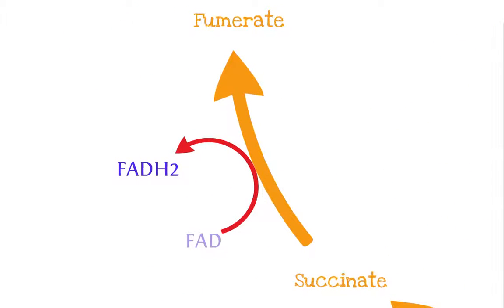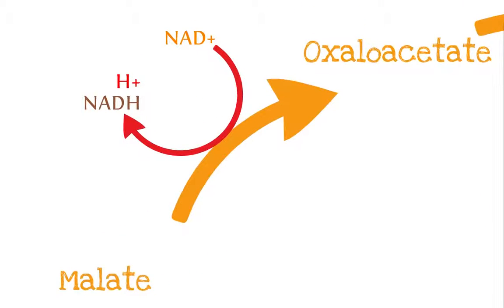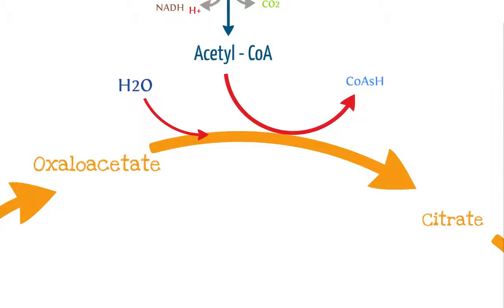The 4-carbon molecule succinate is oxidized by succinate dehydrogenase to form fumarate and FADH2. Fumarate is then hydrated into malate, catalyzed by fumarate hydratase. Malate is then oxidized to form oxaloacetate and a third molecule of NADH by malate dehydrogenase. Oxaloacetate is then used to start another turn of the cycle with a new acetyl-CoA.